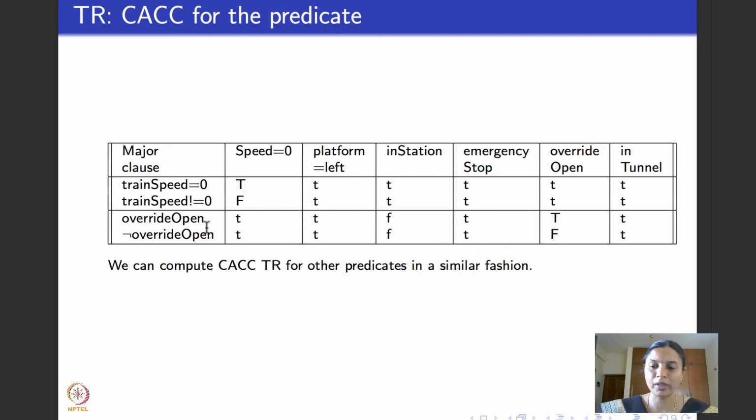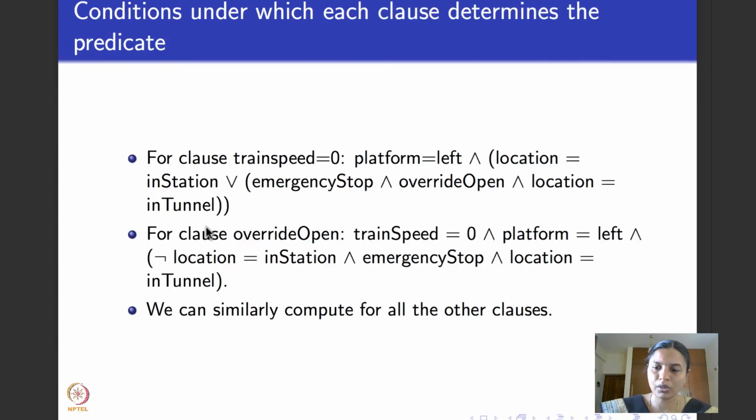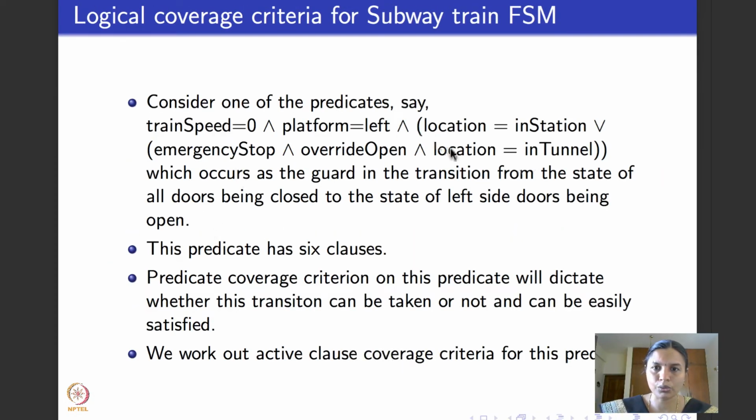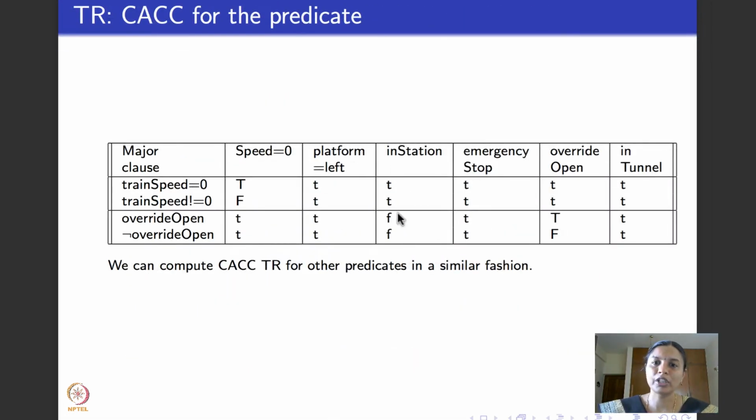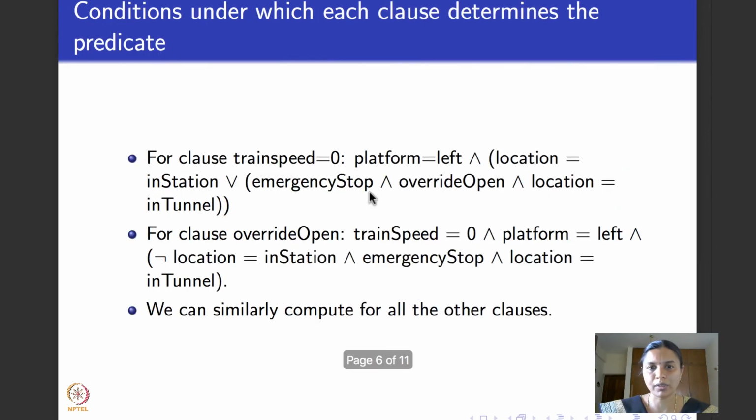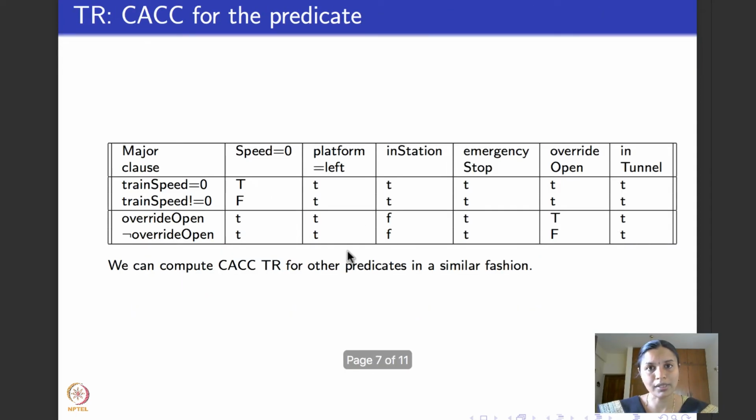It so happens that override open is the 4th clause in this predicate. 1, 2, 3, 4, 5th clause. Sorry, it's the 5th clause in this predicate. So the diagonal corresponding to that will be false. The rest of the values will all be true. This is how you write correlated active clause coverage criteria, TR, for that. I have just given you the 2 clauses which we worked out here, and when each clause determines the predicate. There are 4 more clauses. After you work them out, you can fill up this table and see how it looks. So this is the TR for CACC for the predicate.